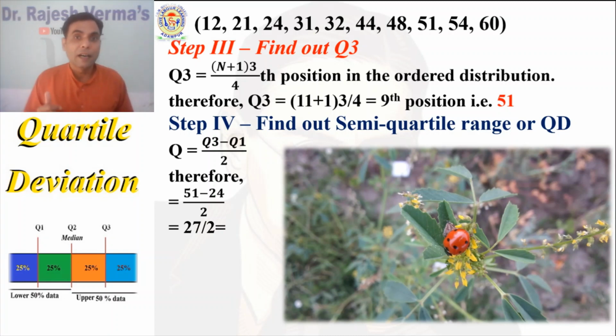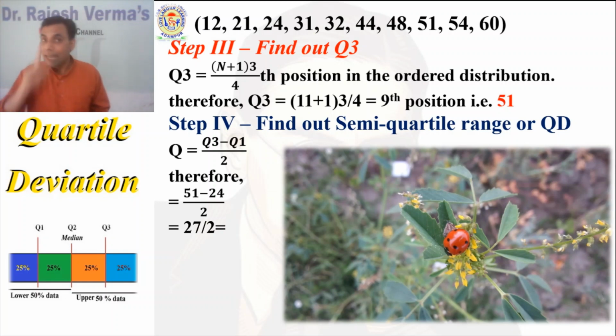Then 12 multiplied by 3, because we have to find the median of the upper 50% of the data. So you have 3/4, 75%. So 3/4 means 12 multiplied by 3, which is 36, divided by 4, 9. Again I am reminding you, 9 is not the Q3. The value in the order distribution which is placed at the 9th position will be considered as the Q3. So you must calculate.